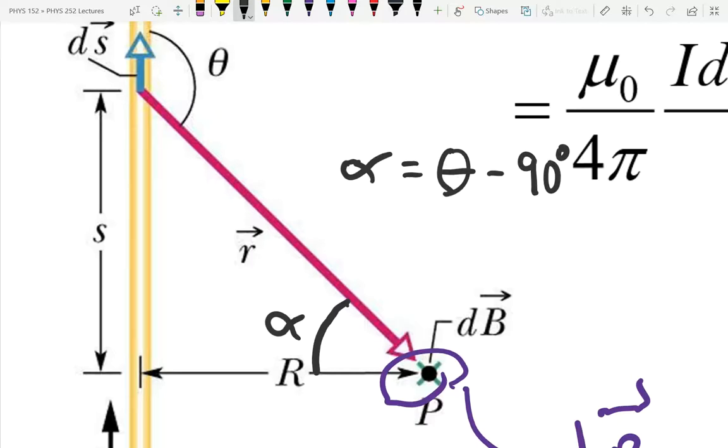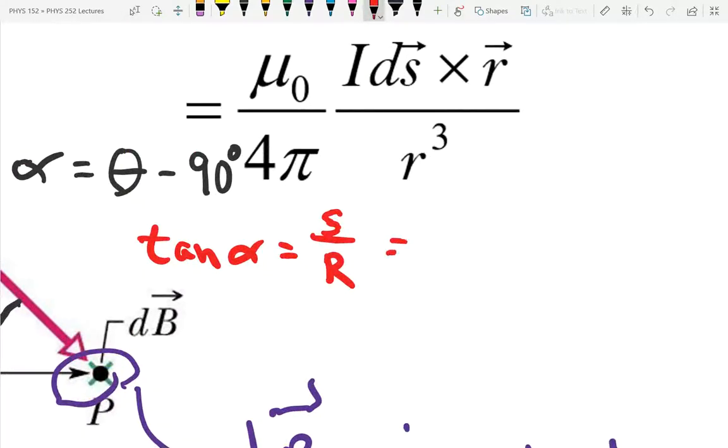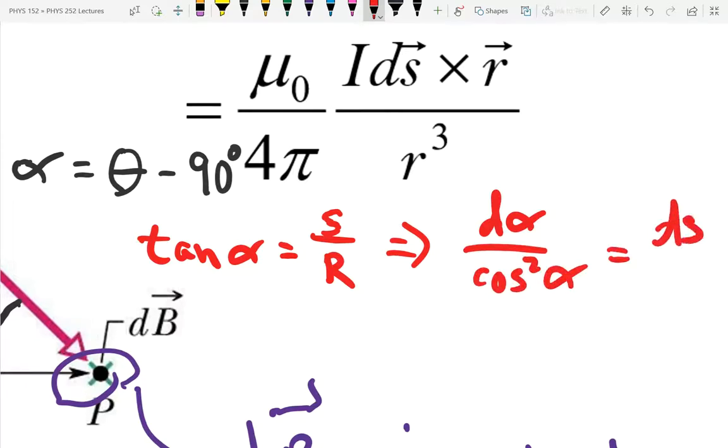Yes. One equation we used was tangent of alpha is equal to S over capital R. And then we took the derivative of both sides. The derivative of tangent alpha is d alpha over cosine squared of alpha, equal to ds over R. That was one of the two. Good job. That was the harder of the two. Alex, go for the easier of the two.